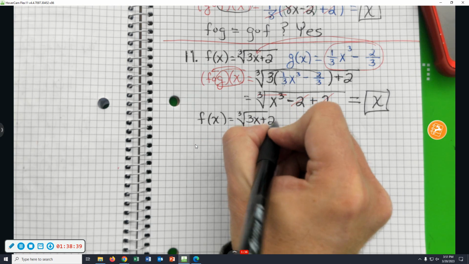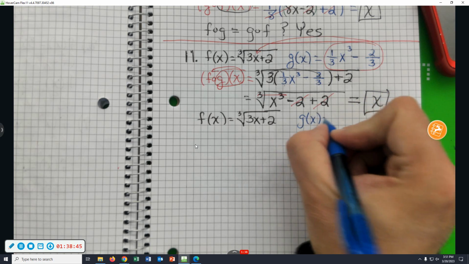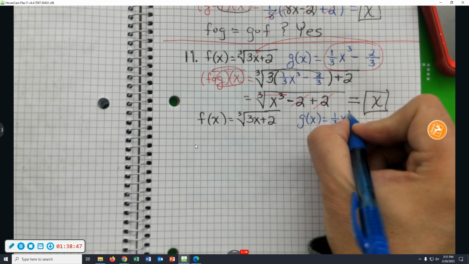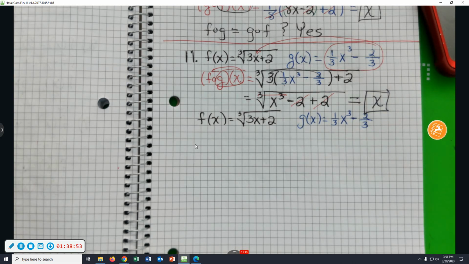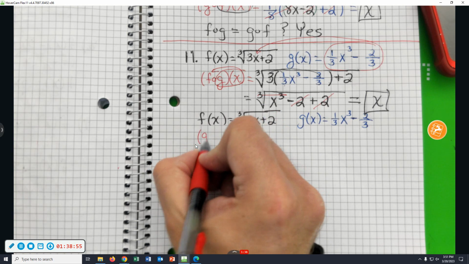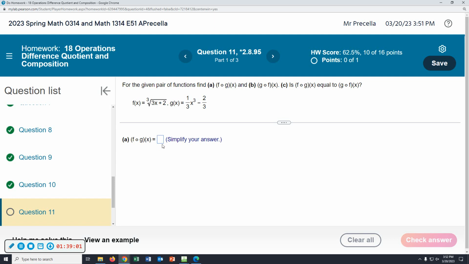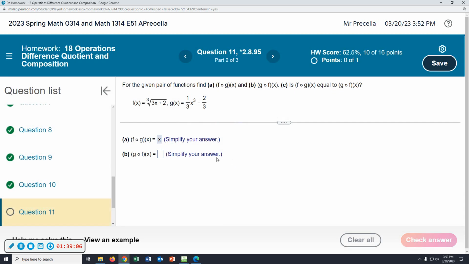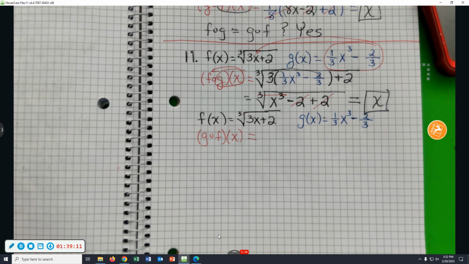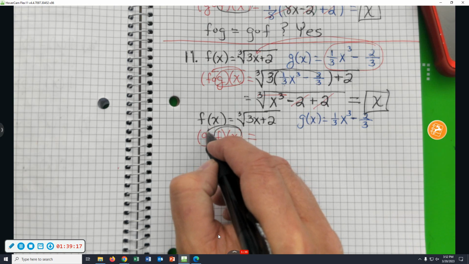One week from today. Okay, I'm rewriting f and g, and we're about to do the last part of this. We're finding g composed with f of x. Type in the answer for the first one: just an x. Now we're going the other direction, g composed with f. So I'm plugging f of x into g.